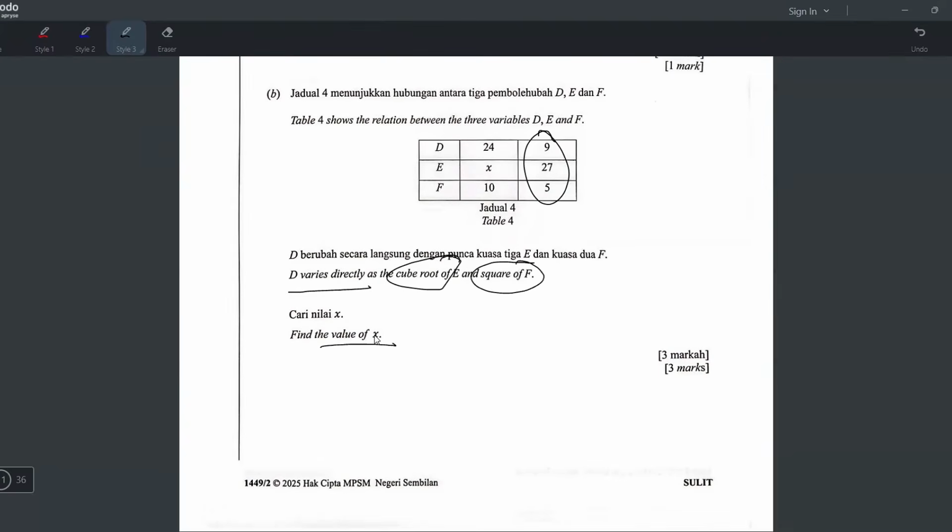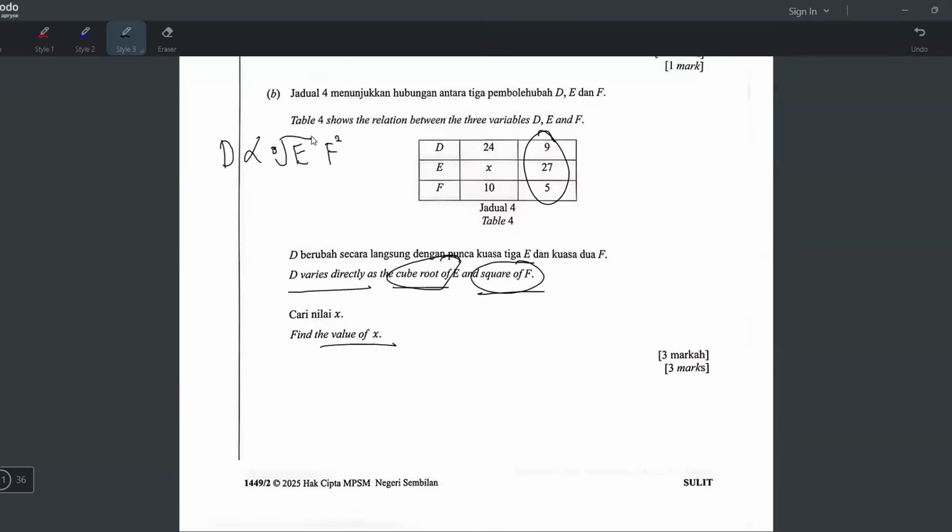Okay, first step is to write down the ikan symbol first. So they say D varies directly. Directly means atas dengan atas. Inversely means atas dengan bawah. But this one is like both also direct. So both also you tulis atas. So directly as cube root of E. Cube root is this thing. This is what we call cube root. Punca kuasa 3. And square of F. Square means kuasa 2. So F square.